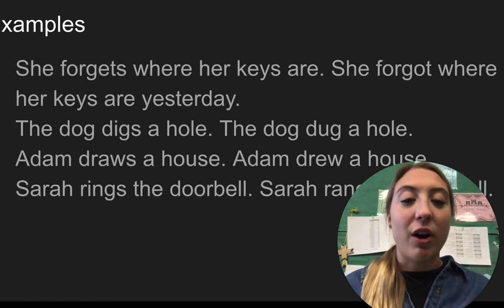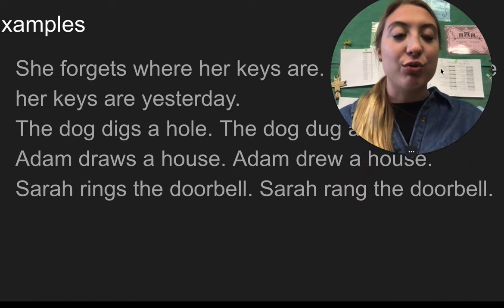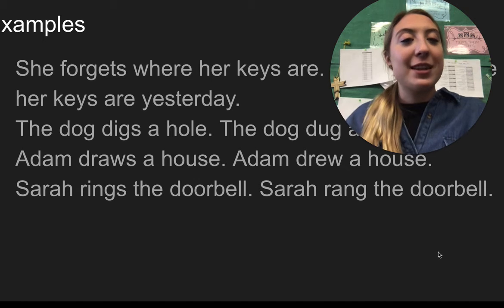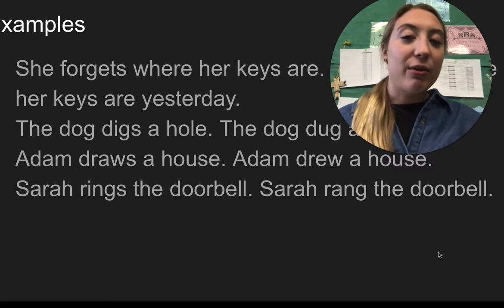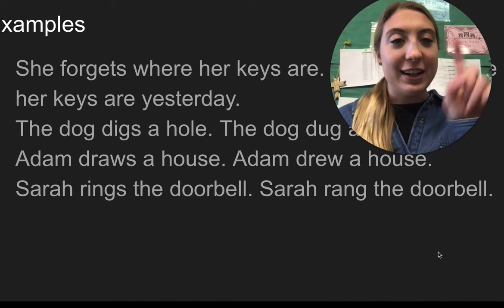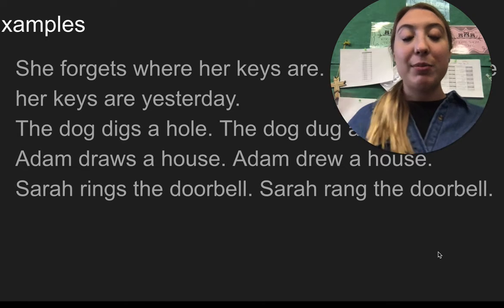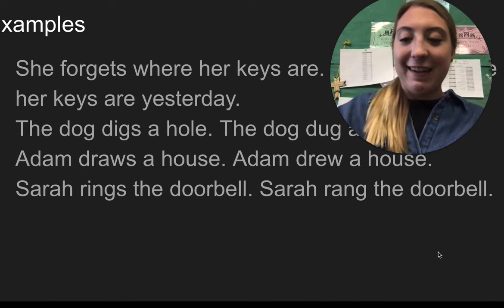Adam draws a house. Now we're changing that to Adam drew a house. It means it's already been done, right? Because that's what past tense is. Sarah rings the doorbell. Sarah rang the doorbell. She already did that. It changes the action from happening now to already being done. The action already happened. So let's go over our homework today.